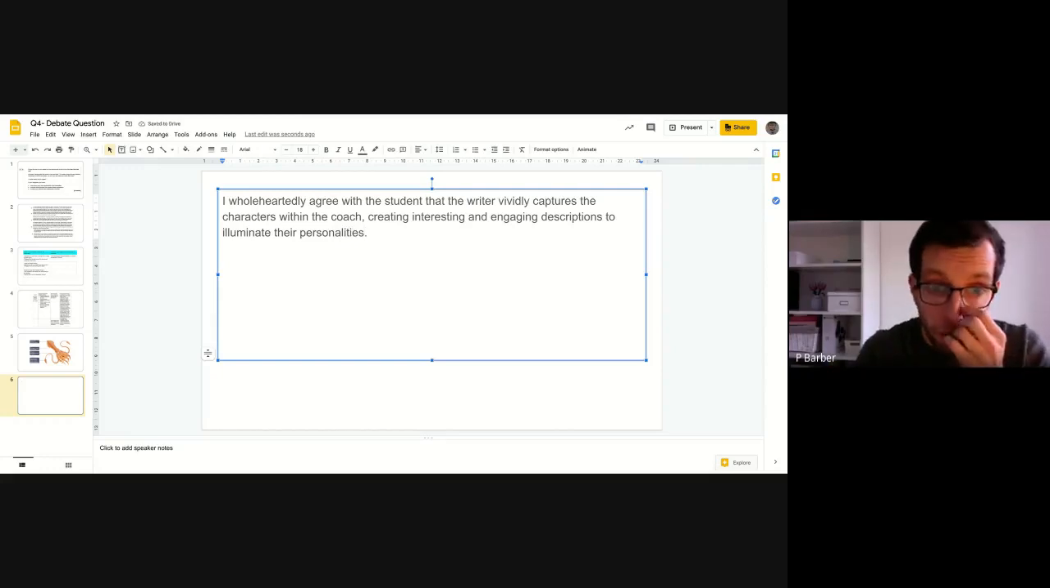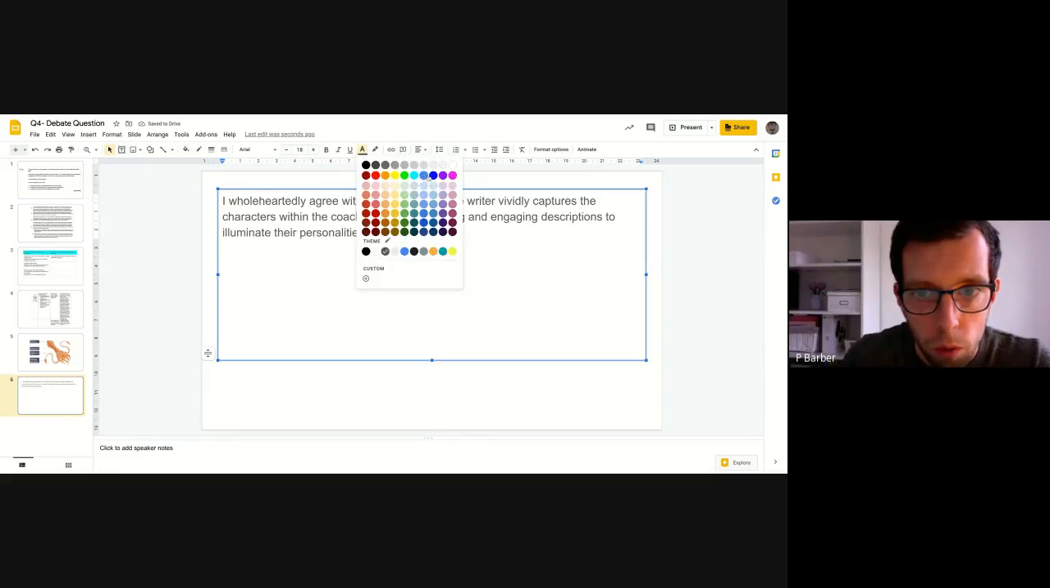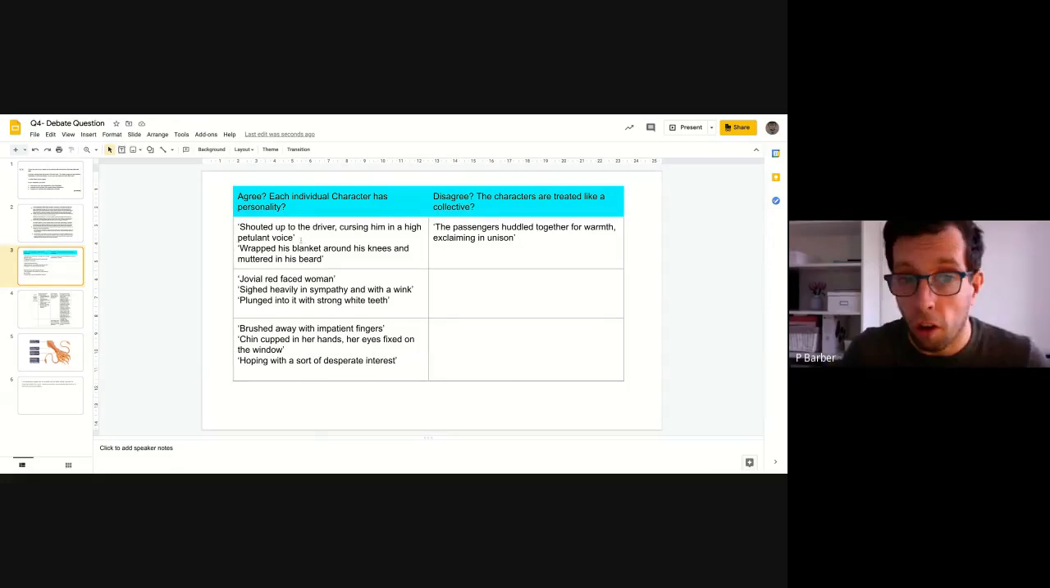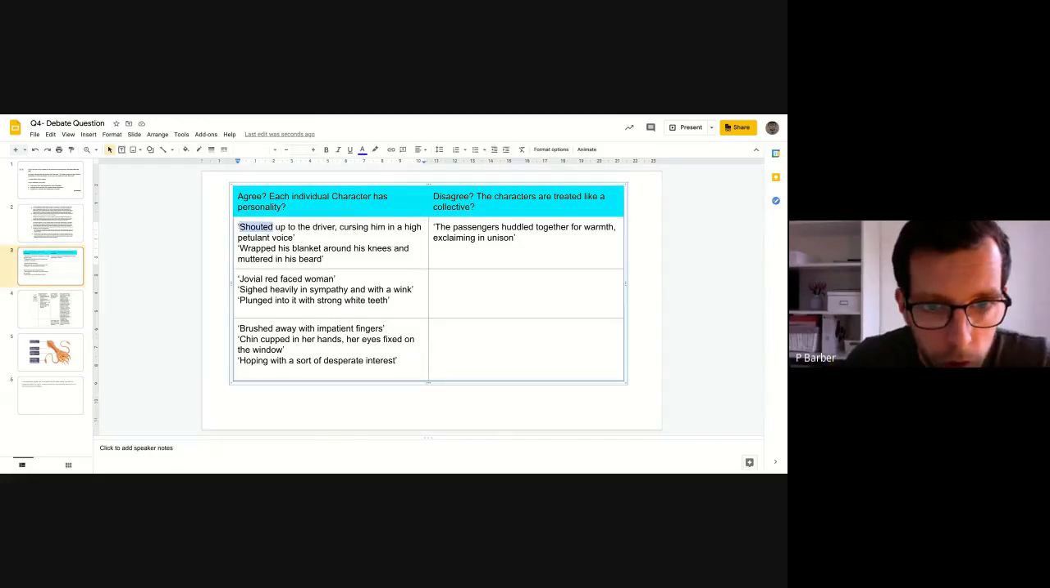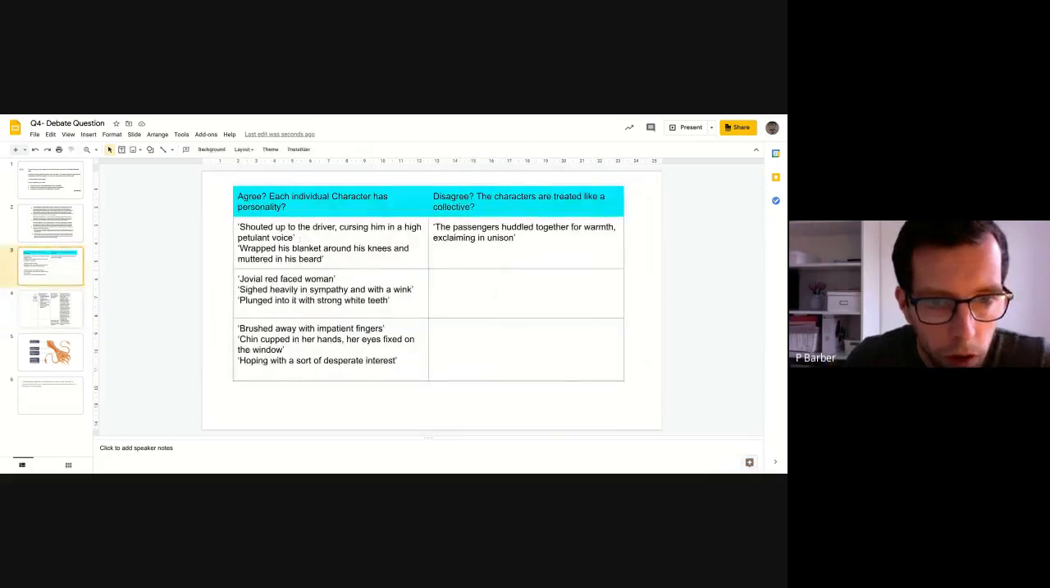In this opening point, I referenced the fact that I'm talking about a statement that the student made. So I said, I wholeheartedly agree with the student that the writer vividly captures the characters within the coach, creating interesting and engaging descriptions to illuminate their personalities. I now need to include some evidence from the old man. So the first point potentially we could make about him is his aggressive nature. So we've got shouted up to the driver, cursing him in a high petulant voice.